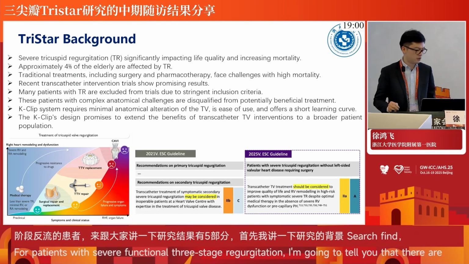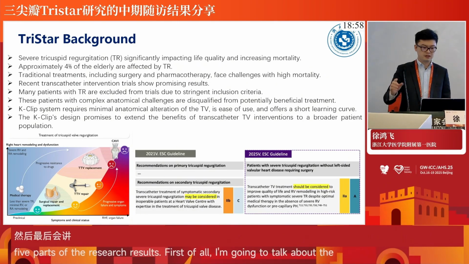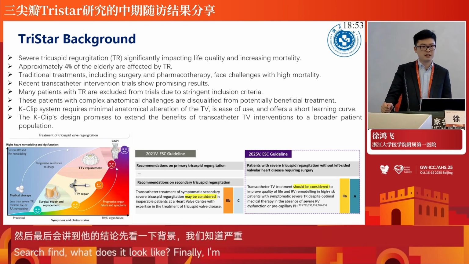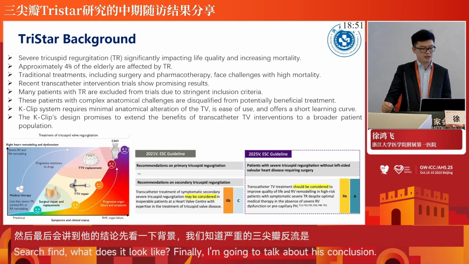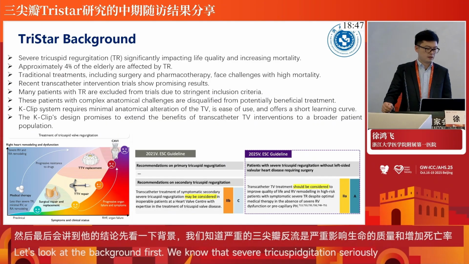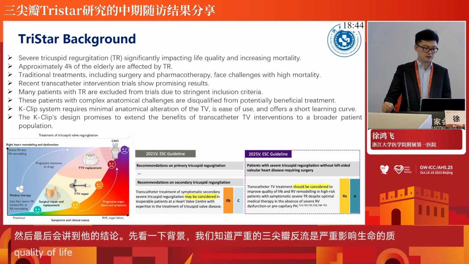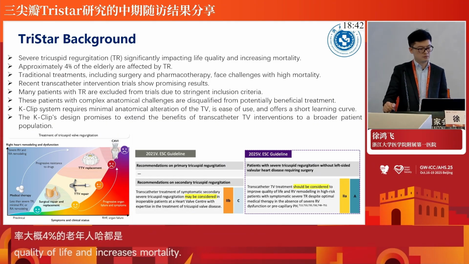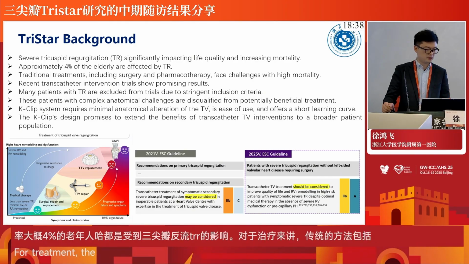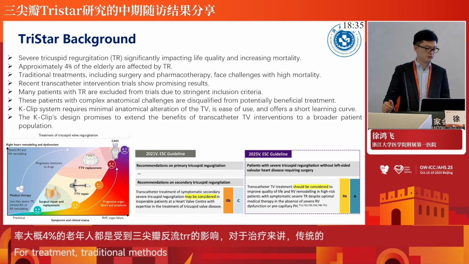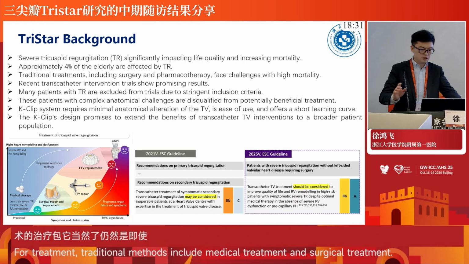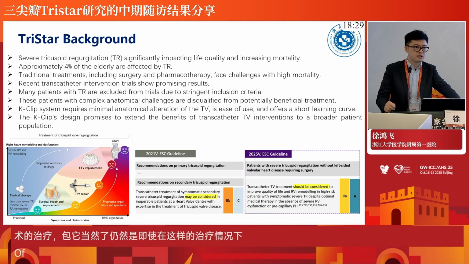Let's start with background. We know severe tricuspid regurgitation significantly impacts quality of life and increases mortality, and about 4% of the elderly are affected by TR. The traditional treatments, including surgery or medicine, face a lot of challenges and high mortality, with about 10% surgical death rate. And recent transcatheter intervention trials show promising results.